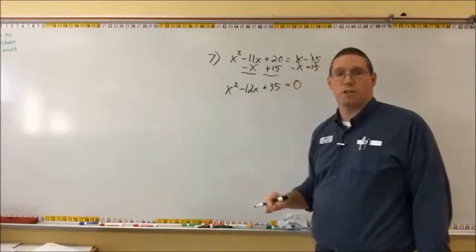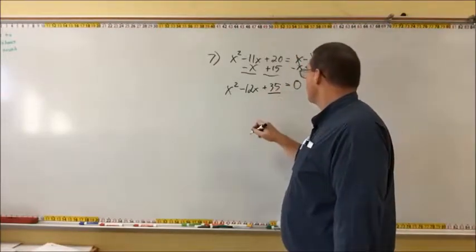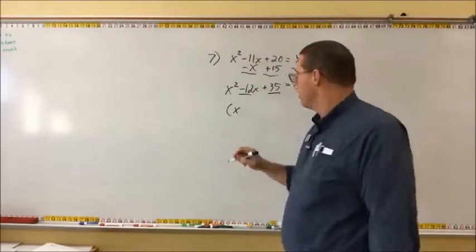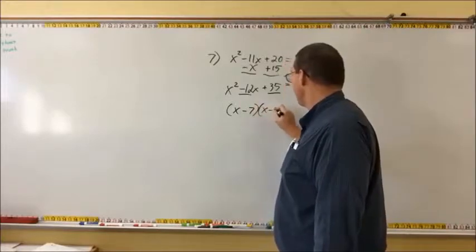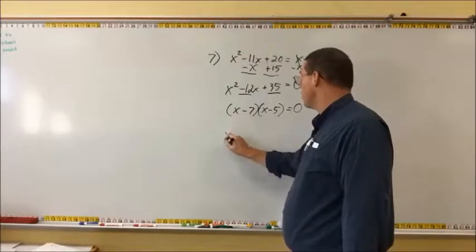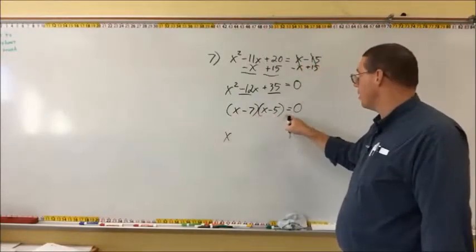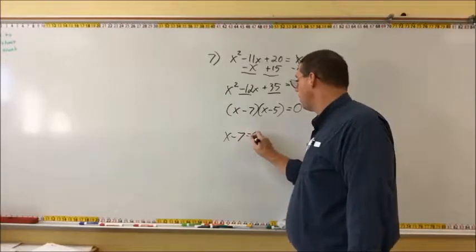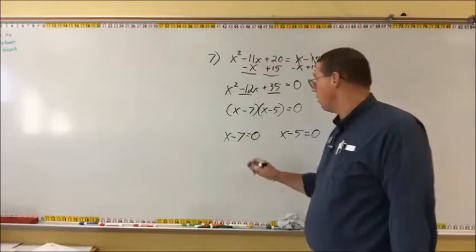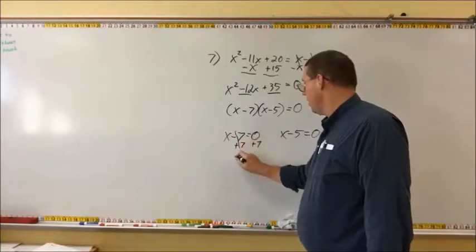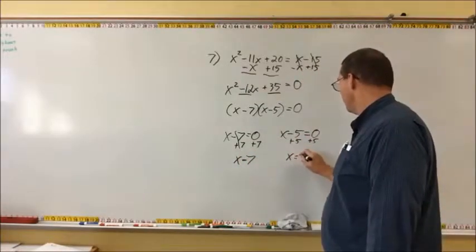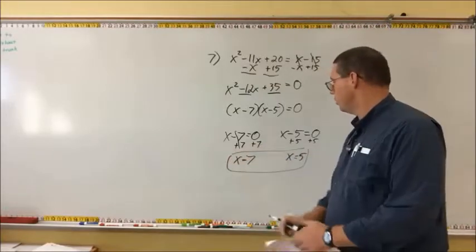This can be factored. Two numbers that multiply to positive 35 but add up to negative 12 are negative 7 and negative 5. So I've got x minus 7 times x minus 5, and I'm going to set that equal to 0. If I have two factors multiplied that are equal to 0, then I set each one of them equal to 0 separately and solve. Add 7, and I get x equals 7. Add 5, and I get x equals 5. These are my solutions, and I'm done.